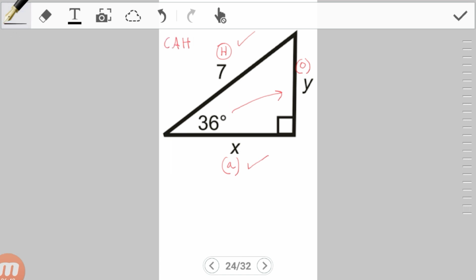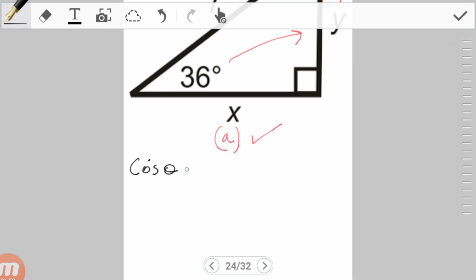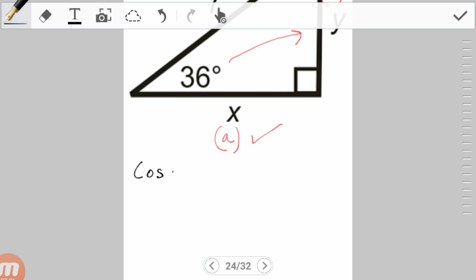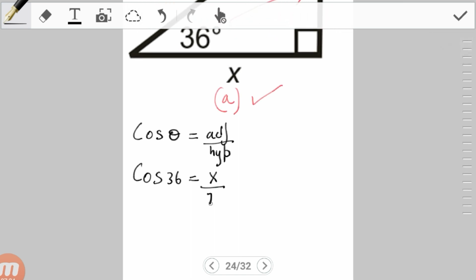So we go right ahead and we proceed. We write the fact that cosine theta is equal to the adjacent side divided by the hypotenuse. So the cosine of the angle, which is 36, is equal to the adjacent side, which is being represented by x, over the hypotenuse side, which again you can see here is represented by 7.